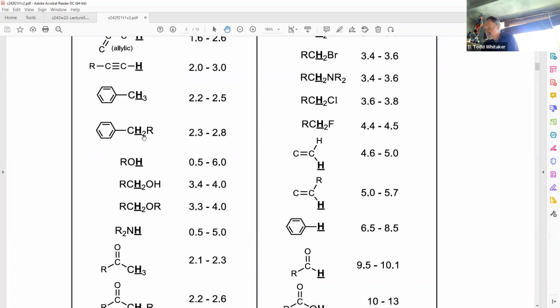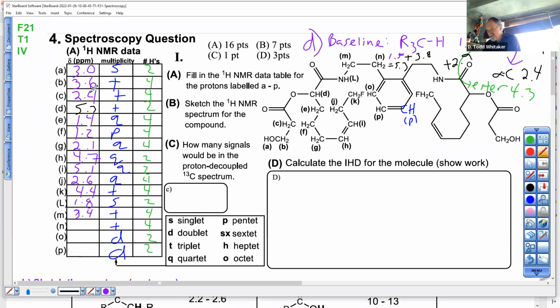Benzylic. H attached to C attached to phenyl. Methyl, a little lower than not methyl. This is a closer version than this one in our example. I'm going to go 2.5 if it's already not taken. 2.4 is taken. Yeah. 2.6 is taken. It's going to be a little tight, but we've got to use 2.5.